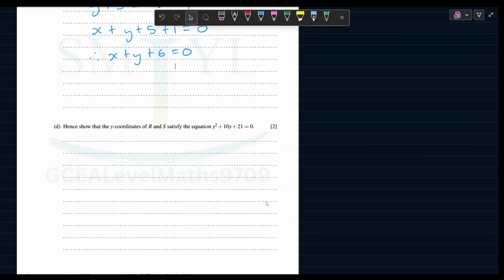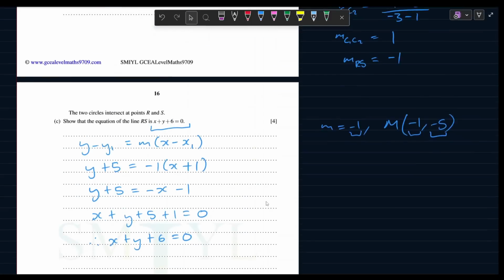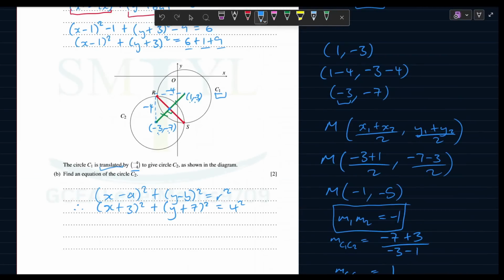Now part D says, hence show that the y coordinates of R and S satisfy the equation y squared plus 10y plus 21 is equal to 0. Okay, so if we wanted the coordinates of R and S, we can tell that they would be the points of intersection between our red line RS and either one of the two circles. So we can solve simultaneously the equation of our red line together with one of the two circles. We can pick one because we can tell that R and S lie on both circles.